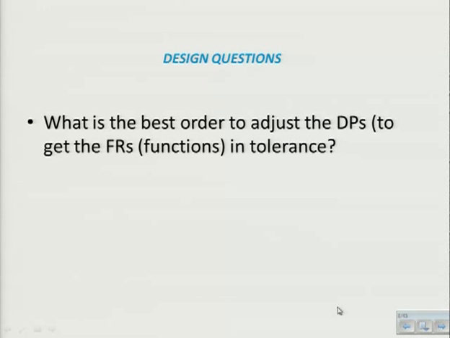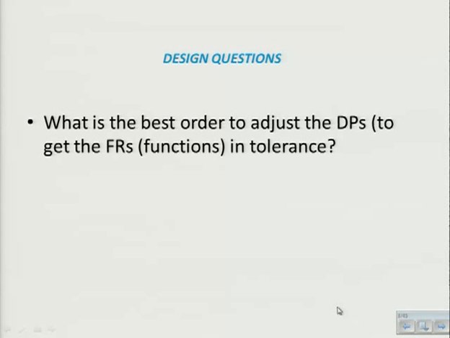So in the second lecture, we talked about DPs, design parameters, and how they're used to satisfy the FRs. So here's the question that you should be asking yourself. What is the best order to adjust the DPs to get the FRs that you want? Now, if this is a processing problem, what order do I do processes in? If we're, say, designing a design process, then we're looking at what order do I do the design in?